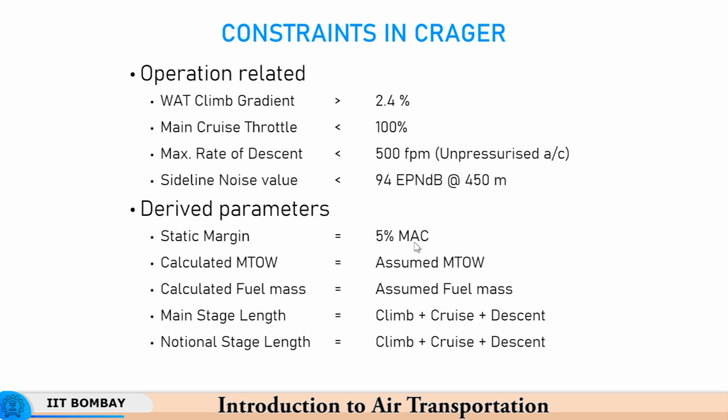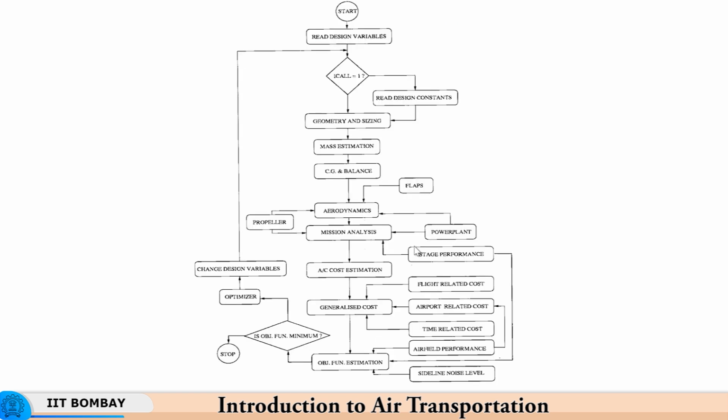So, these equality constraints, apart from the static margin, those other ones, they are actually pseudo constraints. They are only there for us to make the code work properly. So, here is the flow chart of Kraiger code. You start and read design variables for the first time, and if you are having the first call, then you read design constants also, because they do not change. Variables do change, but these do not change.